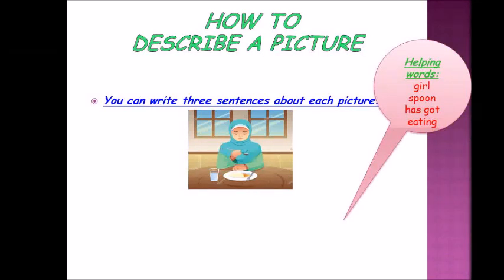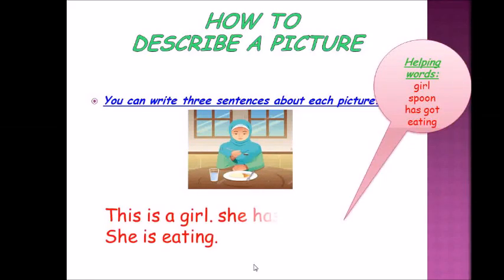And the last sentence, what is she doing? Yes, she's eating. So, our three sentences are: this is a girl, she has got a spoon, she is eating. Great job!